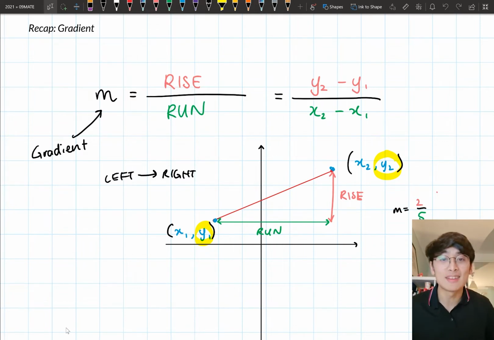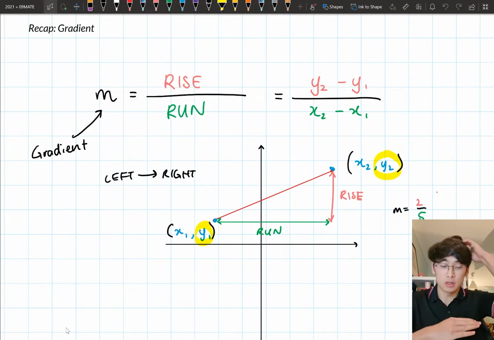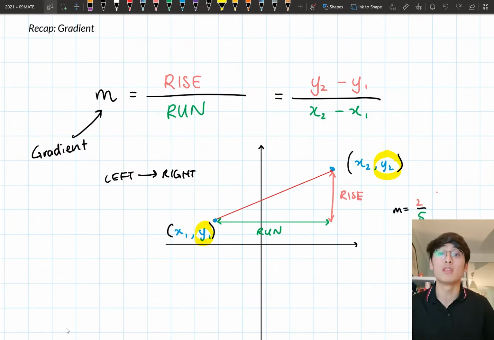And so the rise is how many y units, so units in the y coordinate that we go up or down by. And the run is how many x units or horizontal units we go across by. And so here, all we had to do was divide the rise by the run to get the steepness of the line. So that's what we looked at last lesson. Today we're actually going to build off of that and talk about a concept called direct proportion.